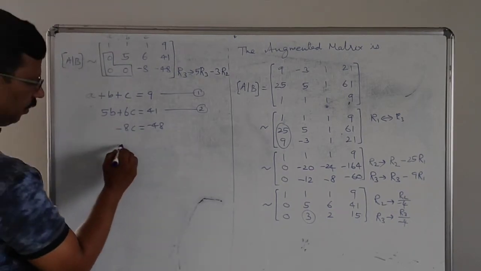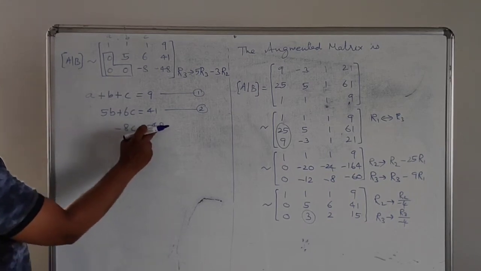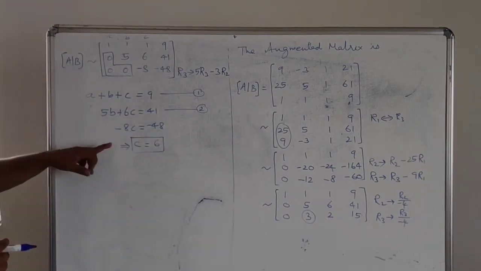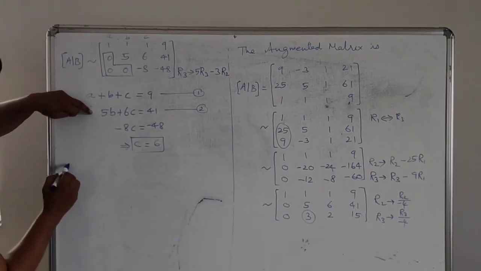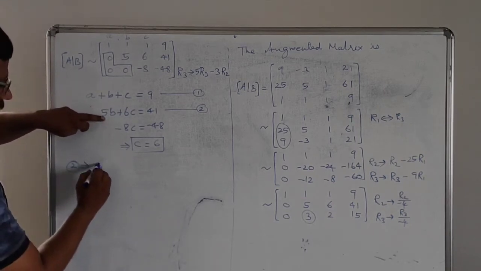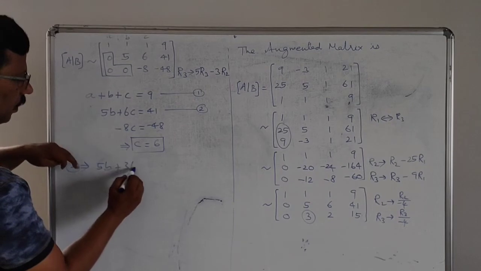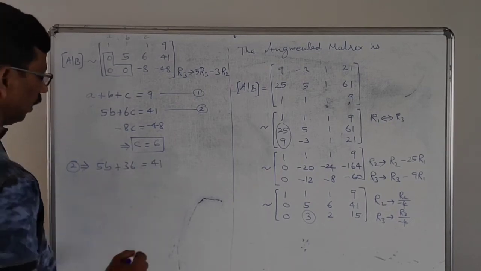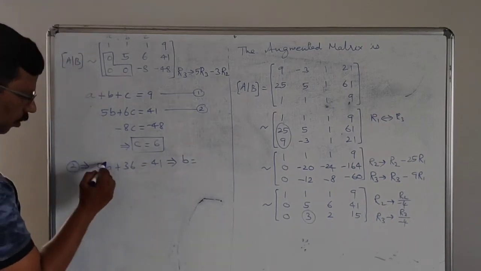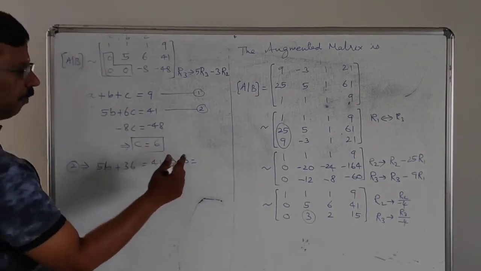Now from the last equation you can get the C value directly. C equal to minus 48 by minus 8, the minus signs cancel, which gives 6. Therefore, the C value equals 6. Now the C value can be substituted in equation number 2. Therefore, equation number 2 implies 5B plus 6C, with C equal to 6, 6 6s are 36, equal to 41. Now this implies 5B equal to 41 minus 36, which equals 5. 5B equal to 5 means B equals 1.